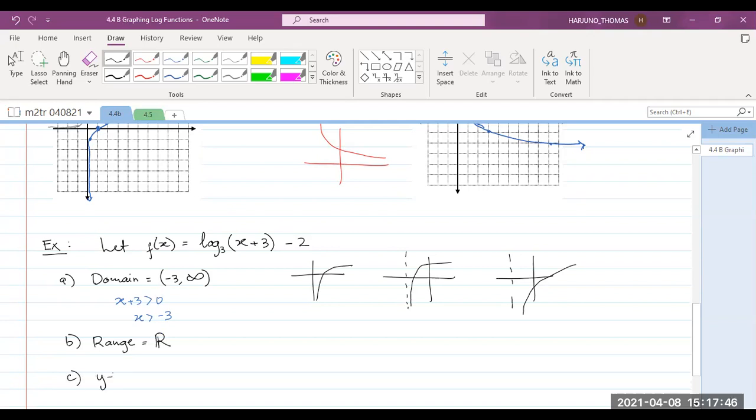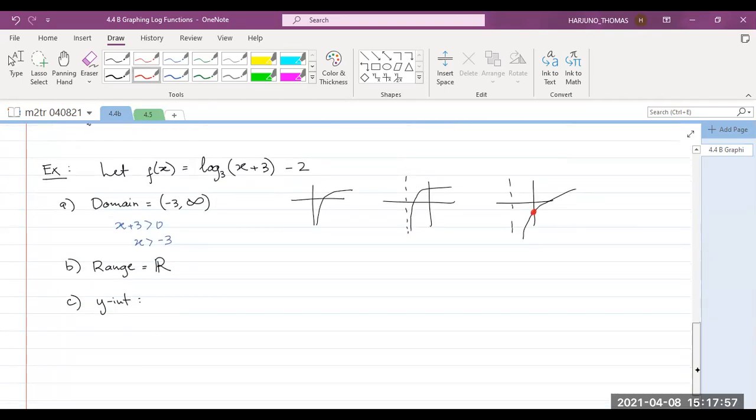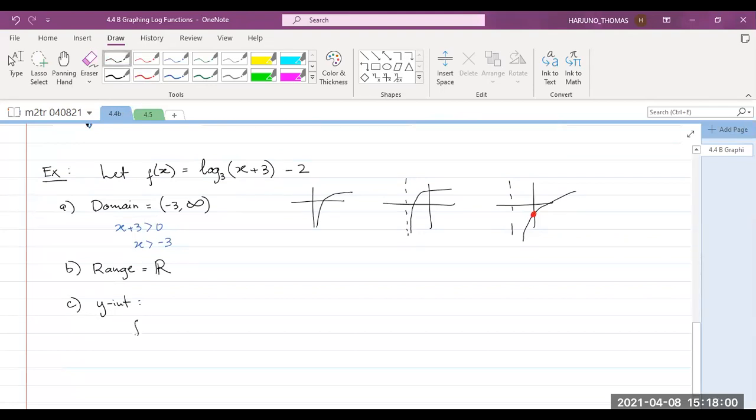How about the y-intercept? As you can see, now we have a y-intercept here. Okay, now how to find the y-intercept? Just like before, we compute f(0). That's log base 3 of 3, minus 2. Now, what is log base 3 of 3? 3 to what power equals 3? 1, that's right. If you have a hard time computing that, don't attack your calculator right away. Actually, your calculator cannot do this yet. I will need to teach you how to use the calculator for this.